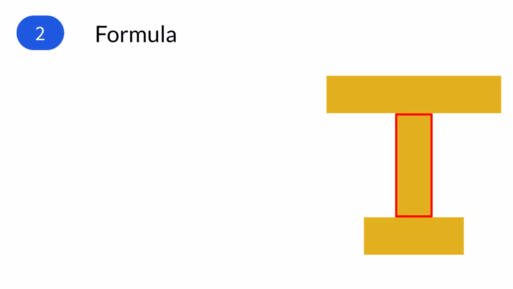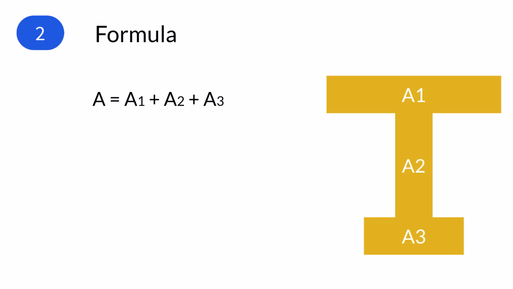Let us explain this formula using an asymmetric eye section as shown. The asymmetric eye section is divided into three rectangles, that is a top rectangle, bottom rectangle and a vertical middle rectangle. Let us suppose the area of the top rectangle is A1, the area of the middle rectangle is A2 and the area of the bottom rectangle is A3. The total area of the asymmetric eye section will be A equals A1 plus A2 plus A3.